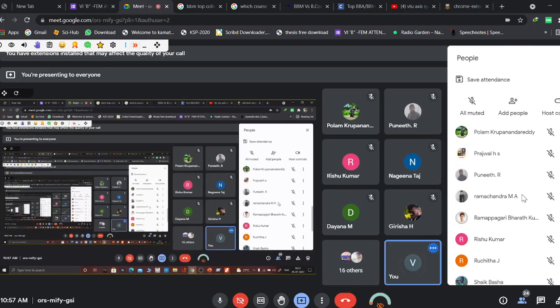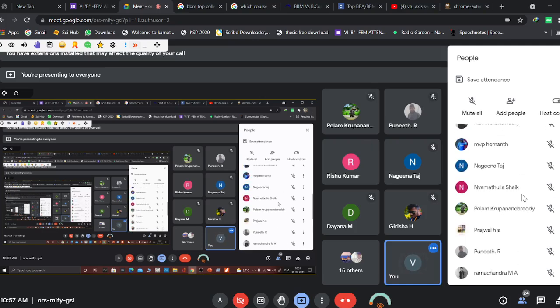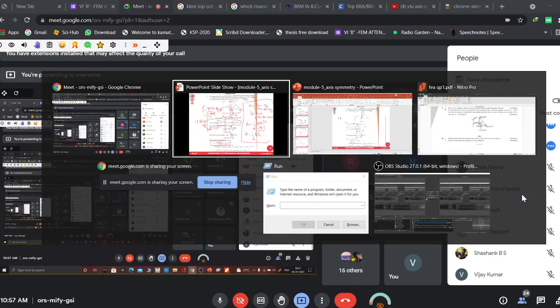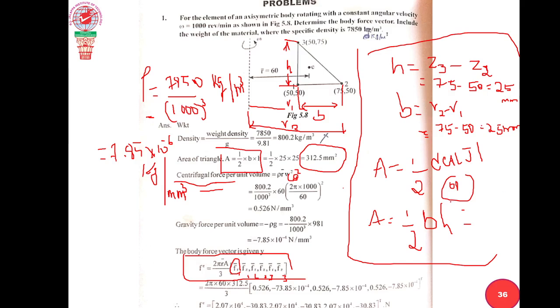Vijay Kumar, Bharat Kumar. FR is equal to 5.16. Kg per... not kg, Newton per mm cube. Not kg. Newton per mm cube. Body force, no?